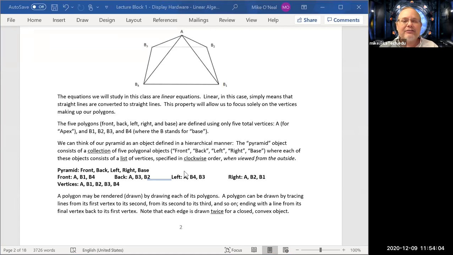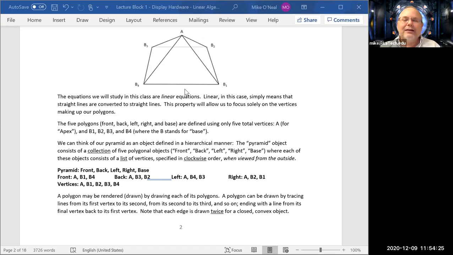So let's see about left. Left is A, B4, B3, A. So again, you can see that that's clockwise if I'm viewing it from over here. And then on the right side, it's A, B2, B1, back to A. So that's clockwise when viewing it from over here.